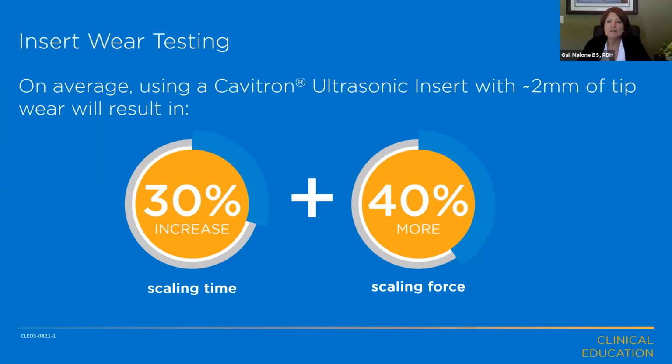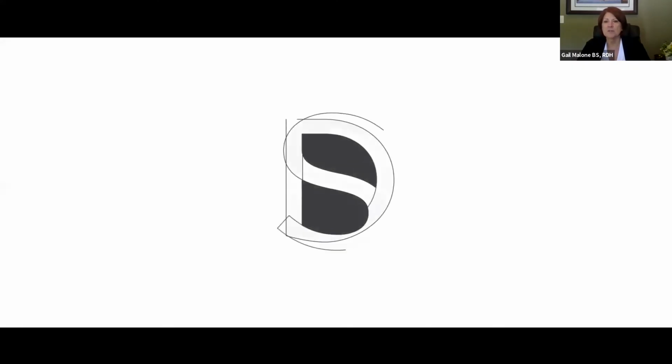In a comparison of an insert's ability to effectively remove deposits, a new Cavitron ultrasonic insert was compared with a Cavitron insert that had approximately 2 millimeters of tip wear. The result was a 30% increase in scaling time while applying approximately 40% more pressure or force throughout the course of the scaling procedure with the worn tip. Again, this has the potential to result in increased patient chair time as well as an increase in pressure.